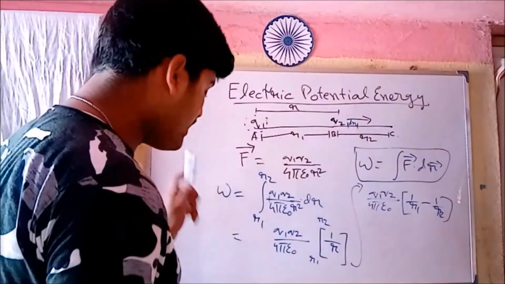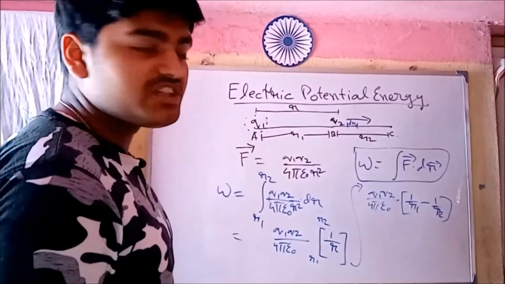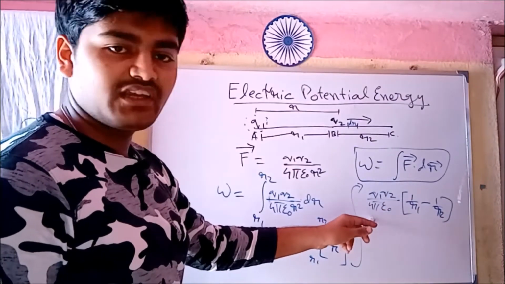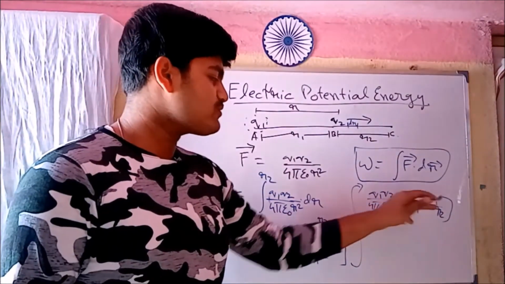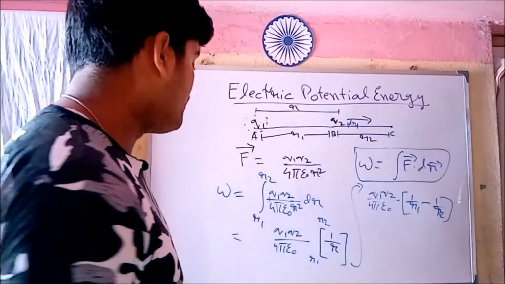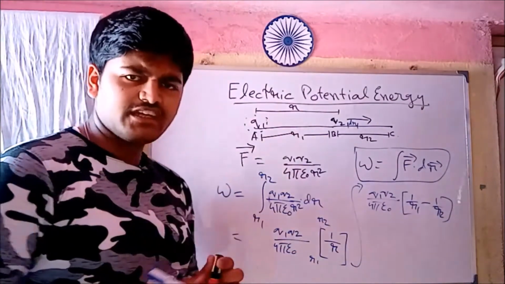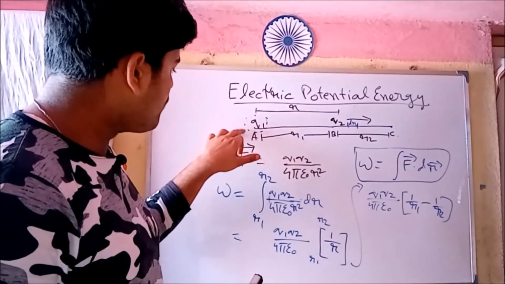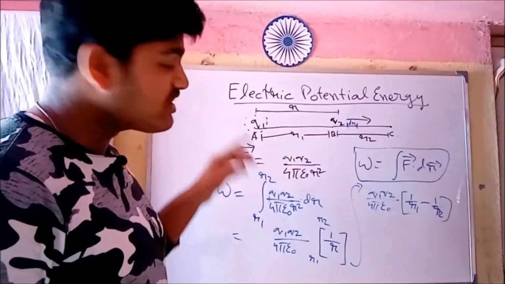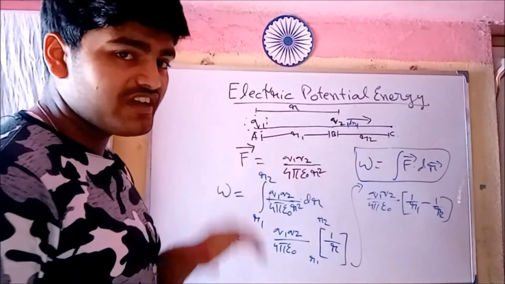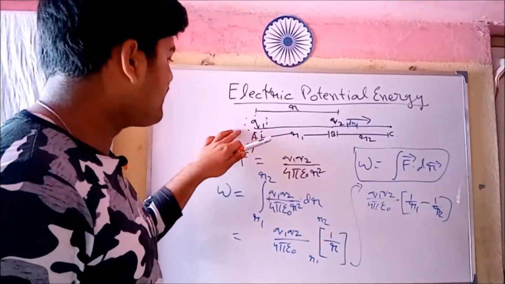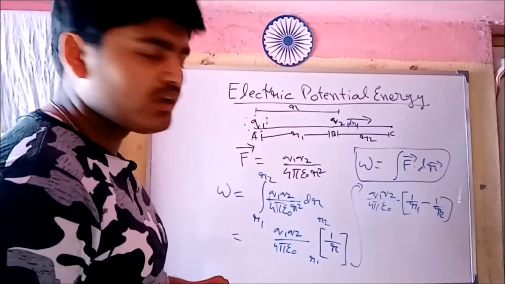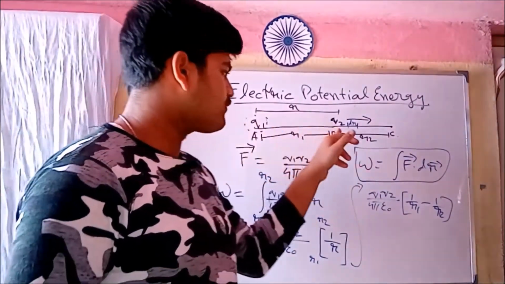The net work done in shifting the charge from B to C is Q1 Q2 by 4 pi epsilon naught into 1 by R1 minus 1 by R2. This is the value here. But if we check that the charge Q1 at A is fixed, it will have an electric field over here, and as it is fixed, the work done will be only associated with the charge Q2.